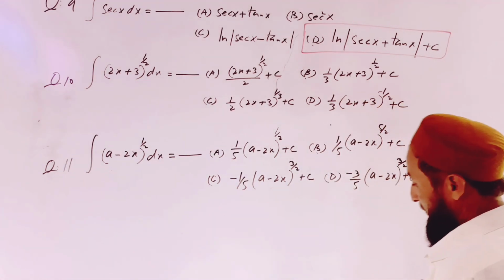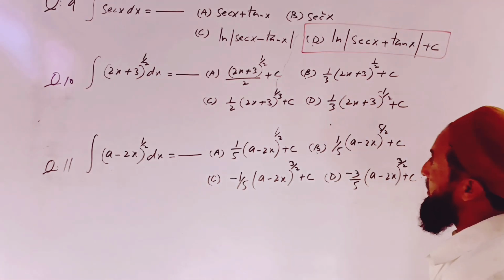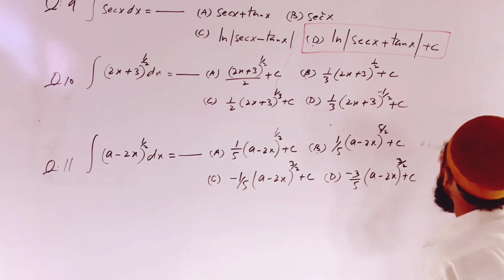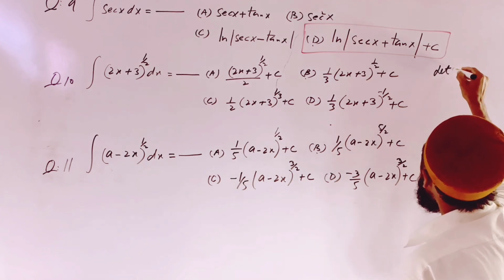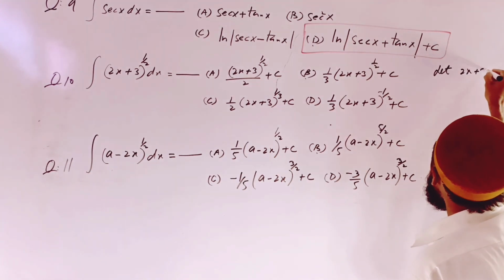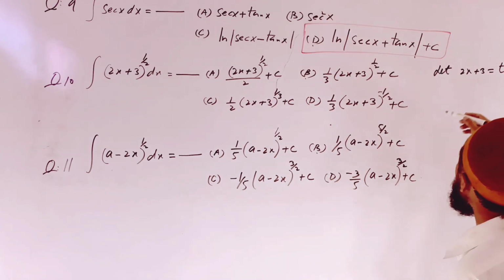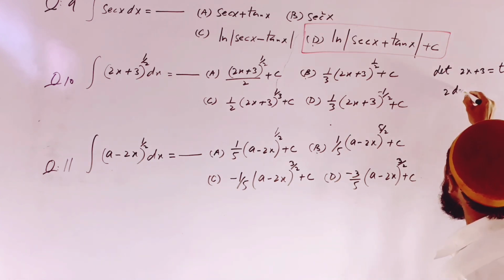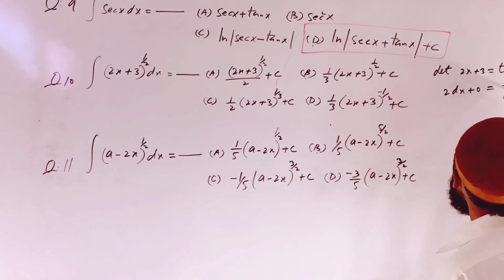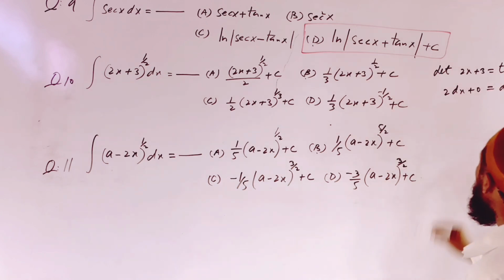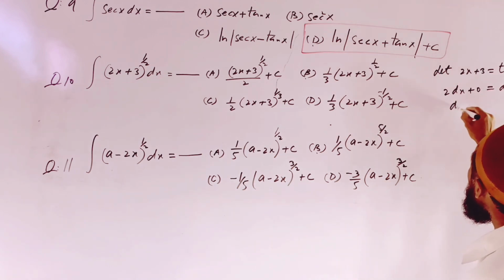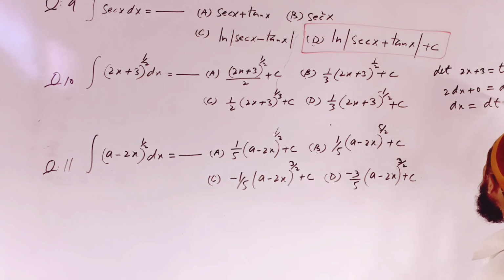Question number 10. First of all we substitute. Let 2x plus 3 be equal to t. Differentiating with respect to x, we get 2 dx equals dt. Here we require dx, which is dt divided by 2.